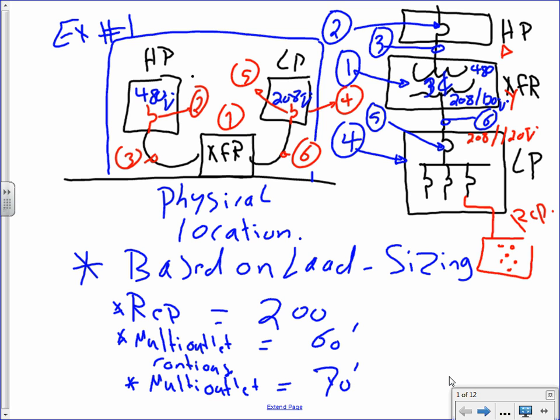And 6, what we're going to do, guys, is we're going to size the feeder on the secondary side of the transformer, which in reality will be where? It will also be feeding the receptacle panel. Can you guys see that number 6 is actually the secondary feeder of the transformer, and at the same time, the feeder that feeds the panel?